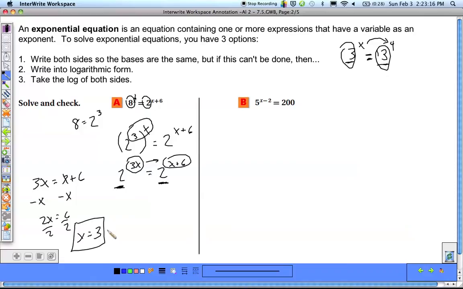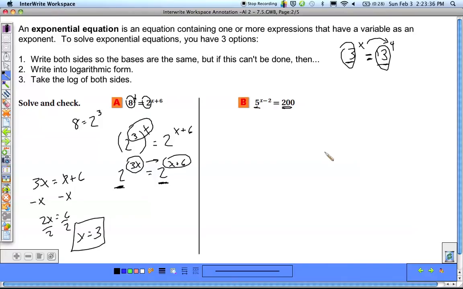If we take a look at example B, we want to talk about trying to get the bases to be the same. Well, the two bases that we see are 5 and 200. There's not really a way that we can rewrite the 200 to be a power of 5 or rewrite both of them into a base that could be the same. So we can't do option number 1 here. So we're going to take a look at 2 and 3.